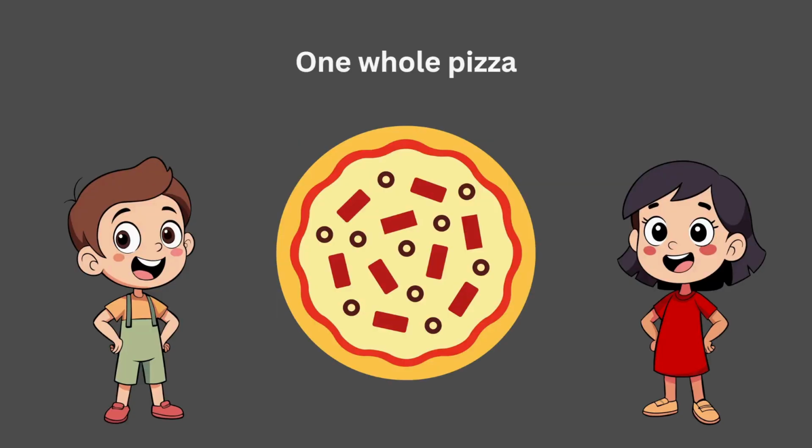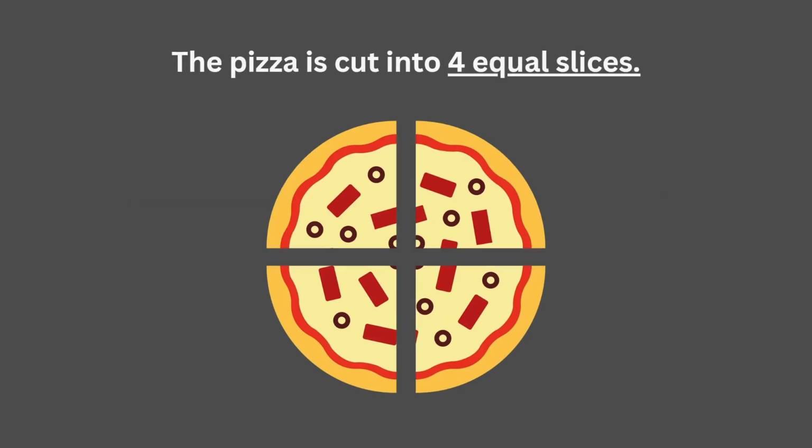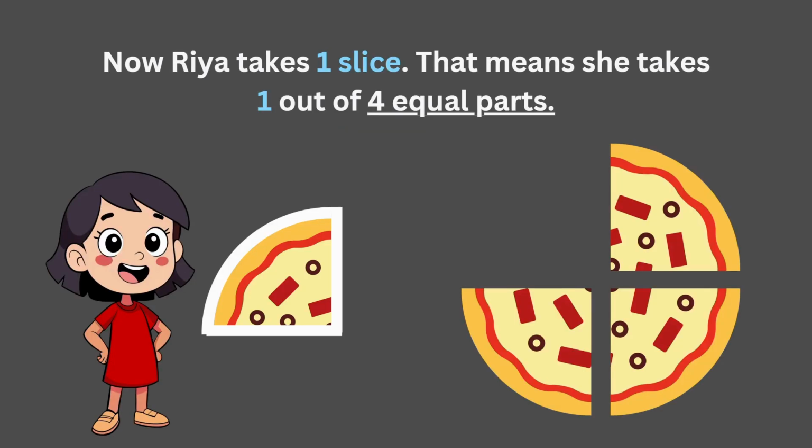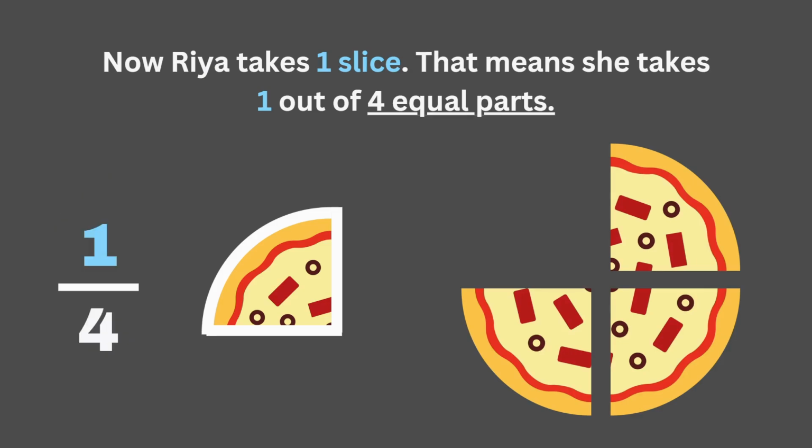Ria and Arab ordered one pizza. The pizza is cut into 4 equal slices. Now Ria takes one slice. That means she takes 1 out of 4 equal parts. So we write this fraction as 1 by 4 or 1 upon 4.